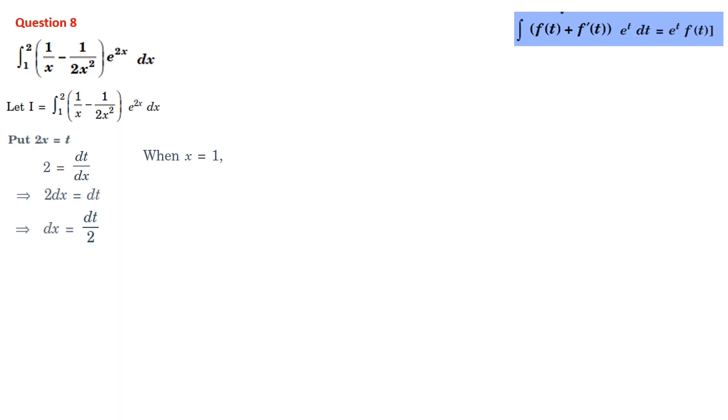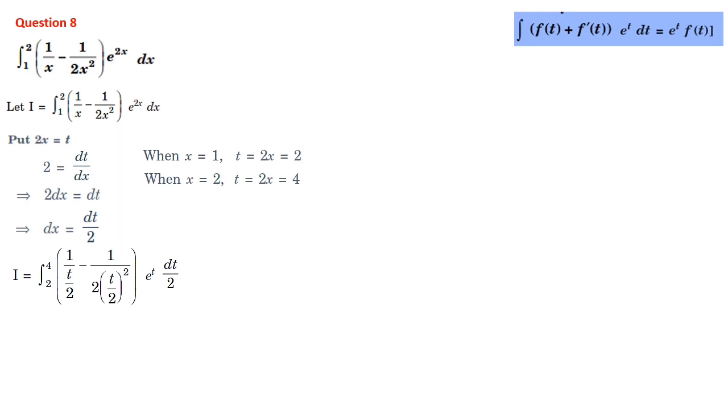So the lower limit is 1 when x is equal to 1. Here you can put 1, 2 into 1 is 2. Then when x is equal to 2, the upper limit, that is 2 into 2, which is 4. So the new limits we have got are 2 to 4. So let's substitute it in I is equal to the integral from 2 to 4.